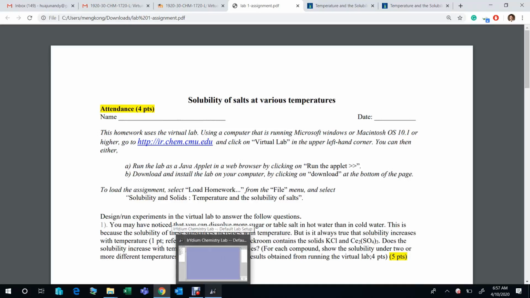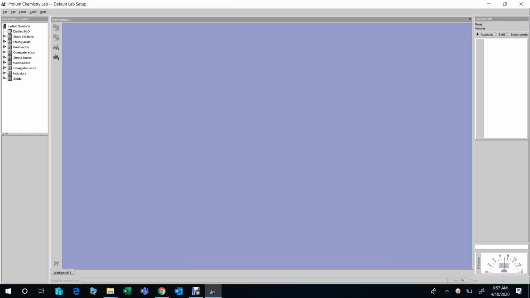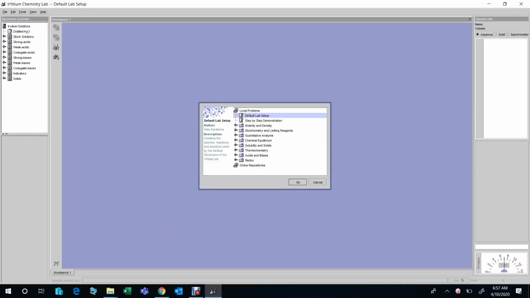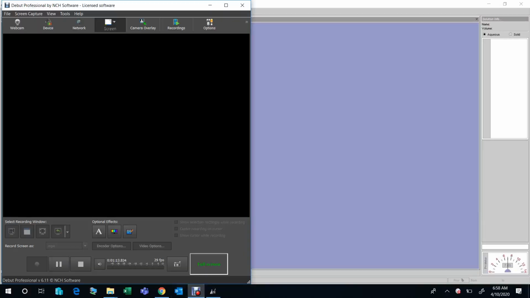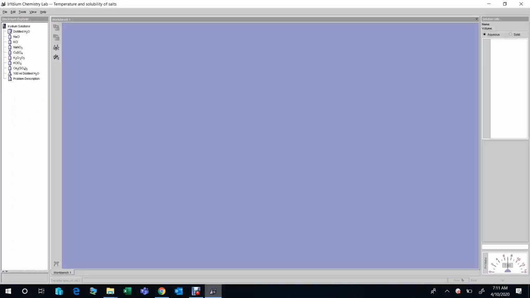Now let's look at how we can use this software to do the virtual lab. First, we go to File, we load homework, and then the first lab is in the category of solubility and then solids. And then we can choose the first one, right? Temperature and solubility of salts. Double click, and then we reach the page, and then we can see all the materials that we need to do the virtual lab. Now we can start to do the first lab.